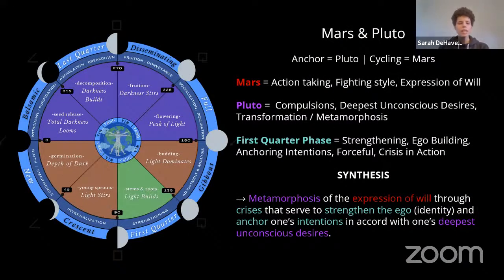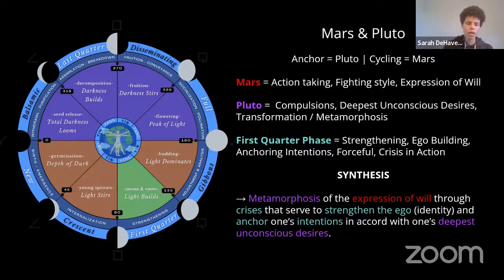Mars and Pluto, let's look at that from a first quarter phase perspective. The first quarter phase keywords again are strengthening, ego building, anchoring intentions, forceful, and crisis in action. Metamorphosis, Pluto, of the expression of will, Mars, through crises, first quarter phase, that serve to strengthen the ego identity and anchor one's intentions in accord with one's deepest unconscious desires, can be seen at this phase when we are relating it from the perspective of Mars and Pluto in relationship together.